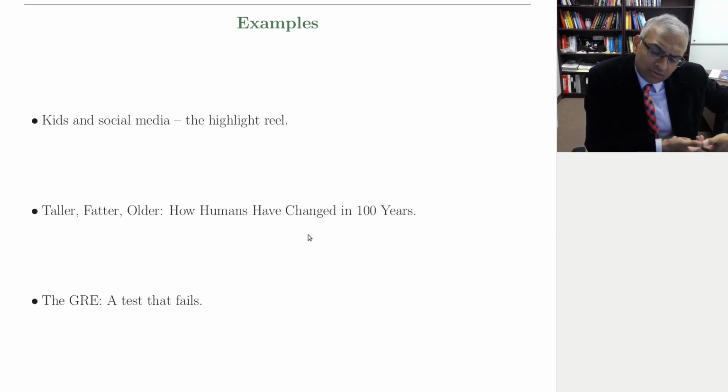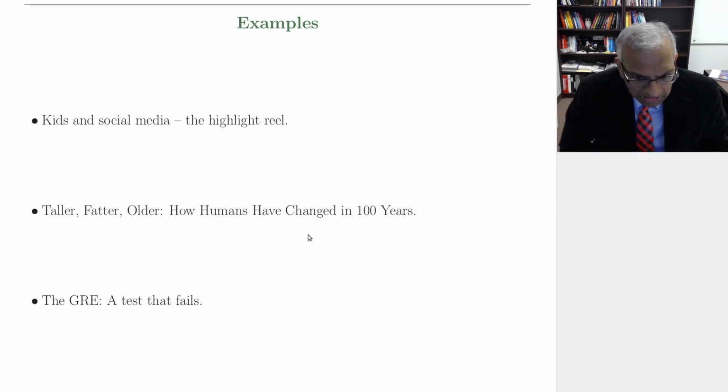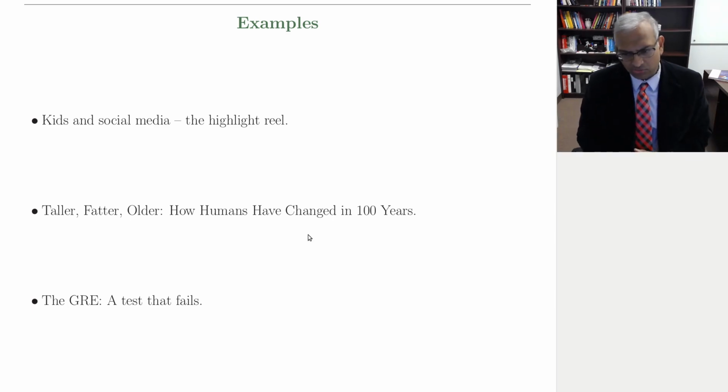And then we study whether or not the math GRE is predictive of whether or not you'll get a PhD. So you say, well, what's wrong with that? Can't I do that analysis? Well, you can, but think about the admissions process.